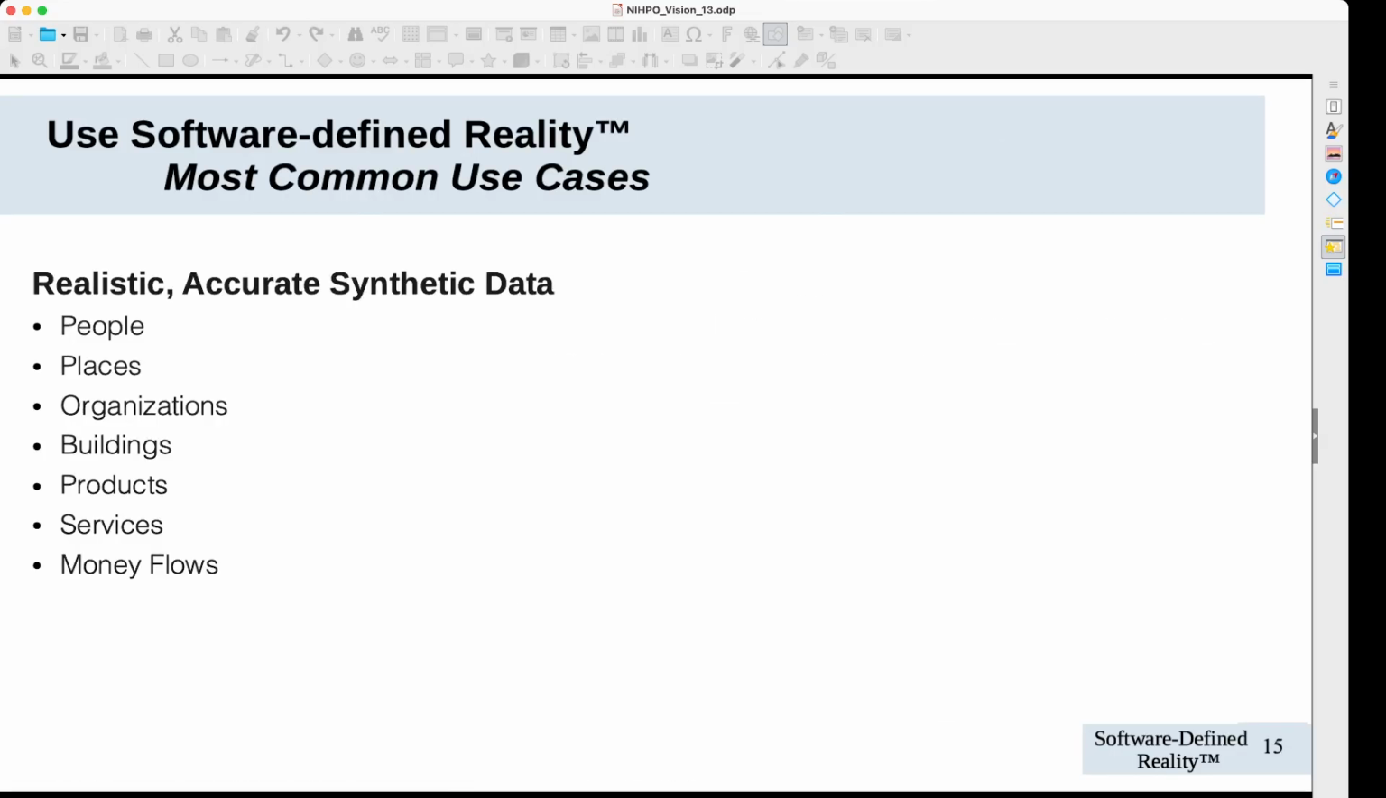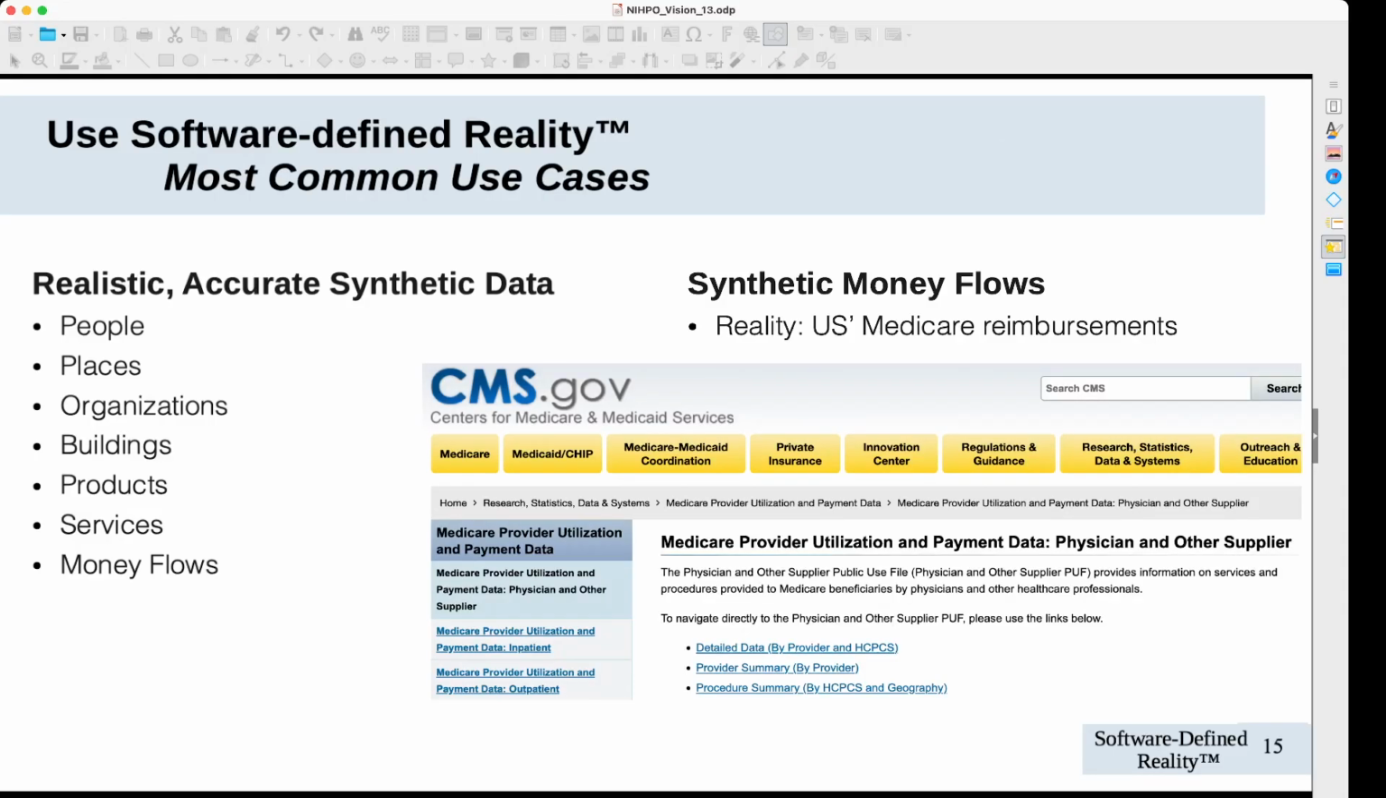The next example is money flows. You may wonder, what do we mean by synthetic money flows? In the US, Medicare provides a huge database of all the reimbursements they have made to Medicare providers, such as physicians, for example. We have that data already processed, and we can build a synthetic flow of money in the Medicare space in the US today, using the patterns of what Medicare has reimbursed for the last 5 or 6 years that are available, and then we extrapolate from that. Okay, think about the possibilities.